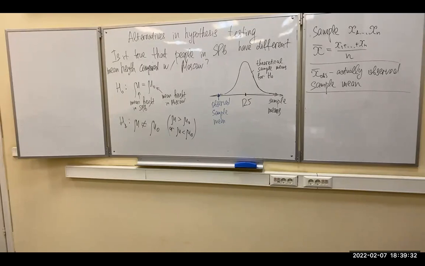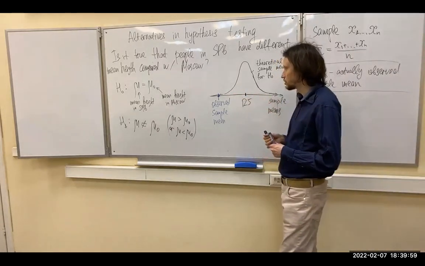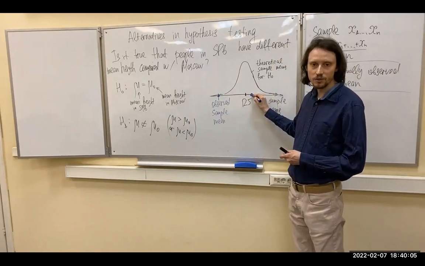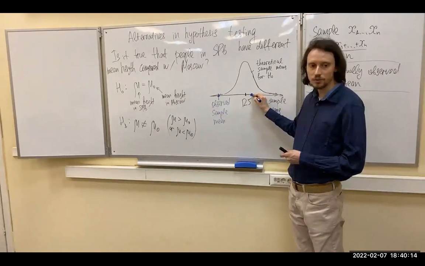Which values, which sample means will be a good argument against the null hypothesis in this case? I'm not asking about the final decision rule, but at least which values would suggest that the null hypothesis is not true. For example, if I get a value here, is it a good argument against the null hypothesis? Would we reject the null hypothesis if we have an observed sample mean somewhere here?